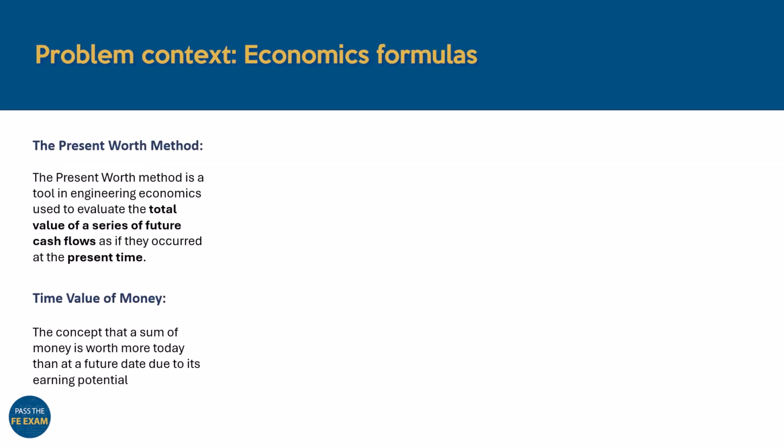The present worth method is a fundamental tool in engineering economics, used to evaluate the total value of a series of future cash flows as if they've occurred at the present time. This method accounts for the time value of money, which means that $1 today is more valuable than $1 in the future, since it can earn interest and grow over time.